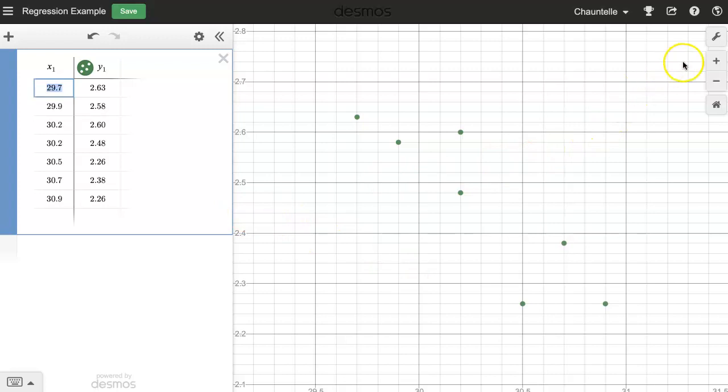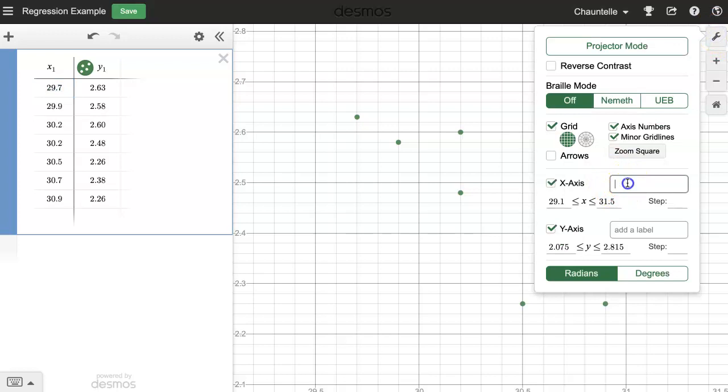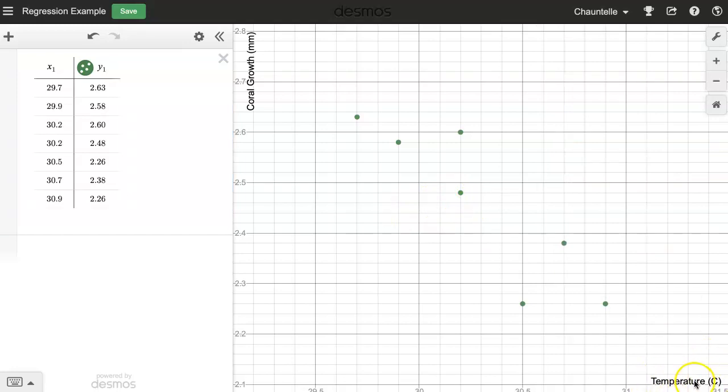Another thing the question said to do is label our axes, so always get used to doing that. You're going to come over here to the graph settings, the little wrench, and we're going to come down to the x-axis and add a label. The x-axis was the temperature, in Celsius, and the y-axis is coral growth, and that is in millimeters if I recall. Okay, so now we're just going to click out of there, and now at the bottom it should have temperature, and over on the side it should have coral growth.